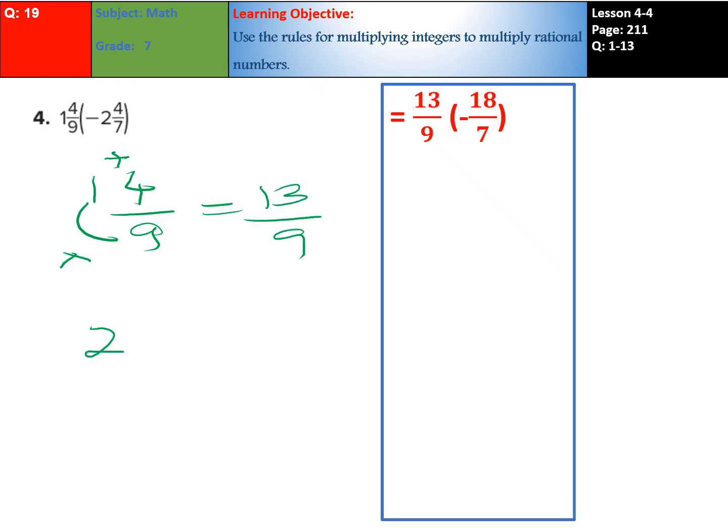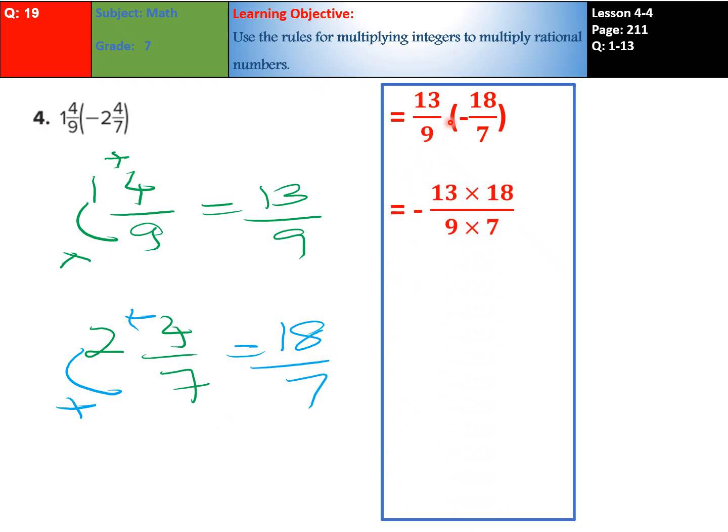If we see 2 4/7, here 2 times 7 is 14. 14 plus 4 is 18. 18/7. Now positive and negative sign is opposite sign, so answer will be negative. And 13 times 18 and 9 times 7. Here again we can cancel this way. This 9 one time is 9 and 9 two times is 18. Now 13 times 2 is 26/7.